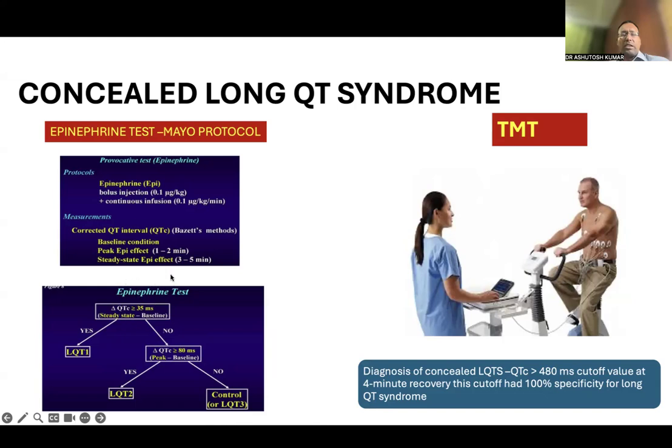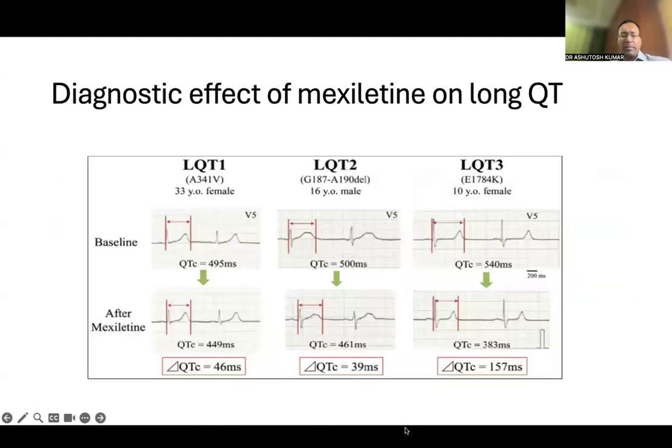Steady state is reached by 3 to 5 minutes and peak is at 1 to 2 minutes. In a patient who has long QT or is suspected to have long QT, a QTC of more than 480 milliseconds at 4 minutes of recovery is taken as 100% specific for long QT. So whenever you are suspecting it and are not able to do the provocative test, doing a treadmill test is the best way to establish the diagnosis.